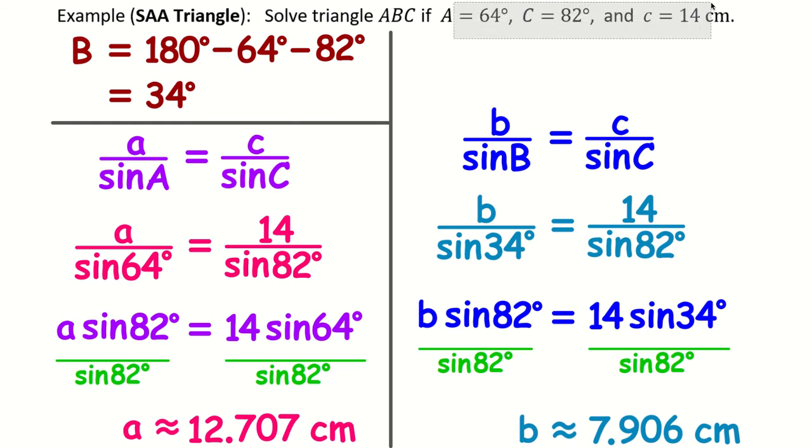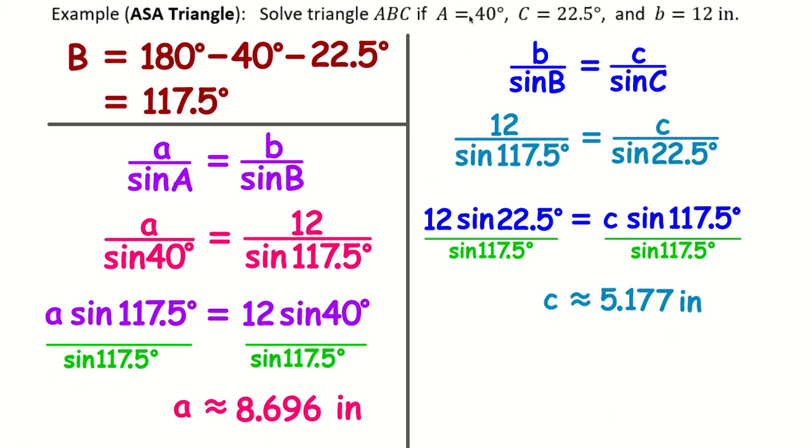So what that really means for us is that in a situation like this, there was only one triangle. There was one way to solve for everything else. Same with this one, 40 degrees, 22.5 degrees, and 12 inches. There was only one triangle that was ever going to result from these three measurements that were locked in stone.